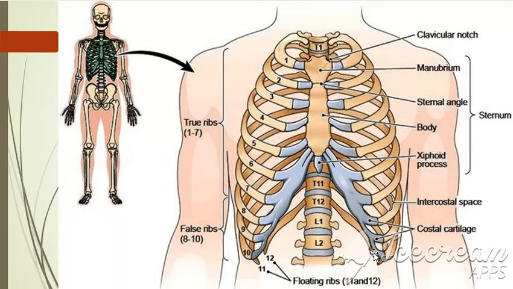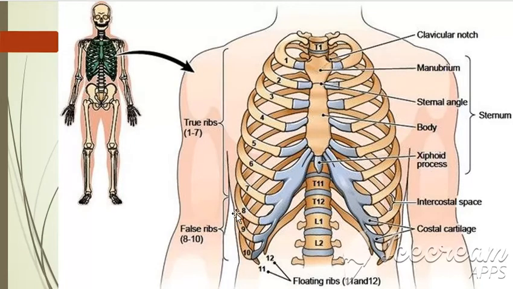Then come to the 11th rib. This 11th rib is longer than the 12th rib. This is the 12th rib, and both of them are confined to the back and are not seen from the front, these two ribs. And ribs 1 to 7 are true ribs because they are directly connected with the sternum.